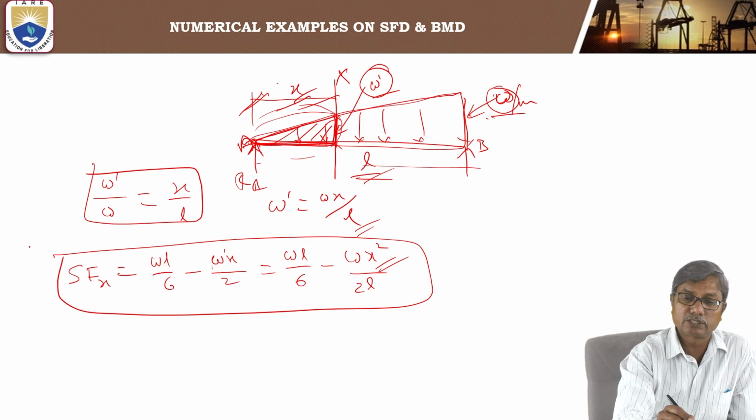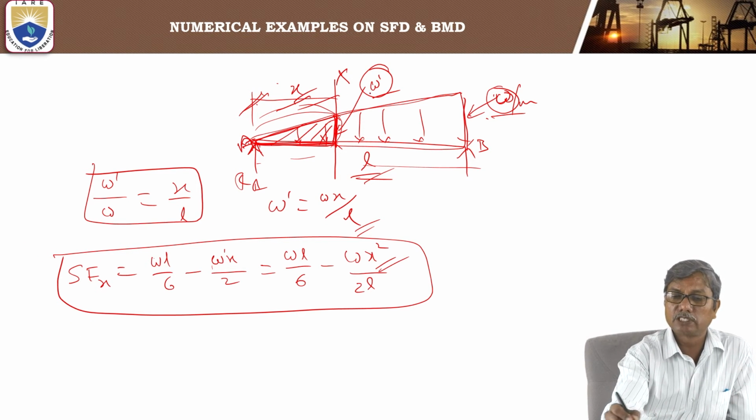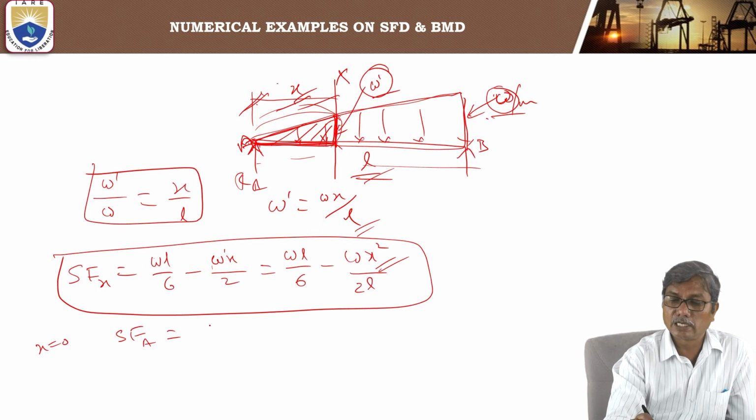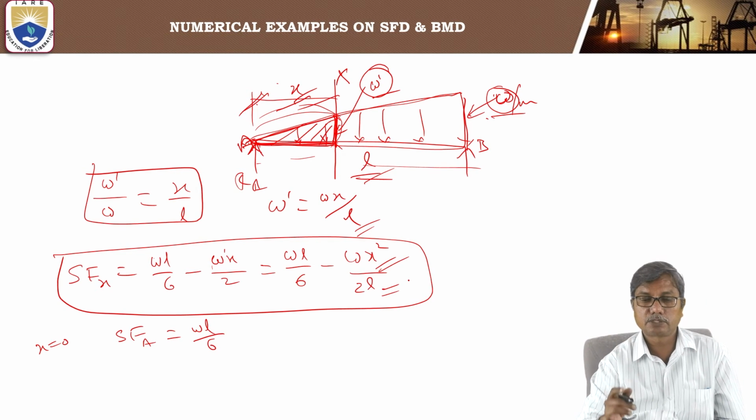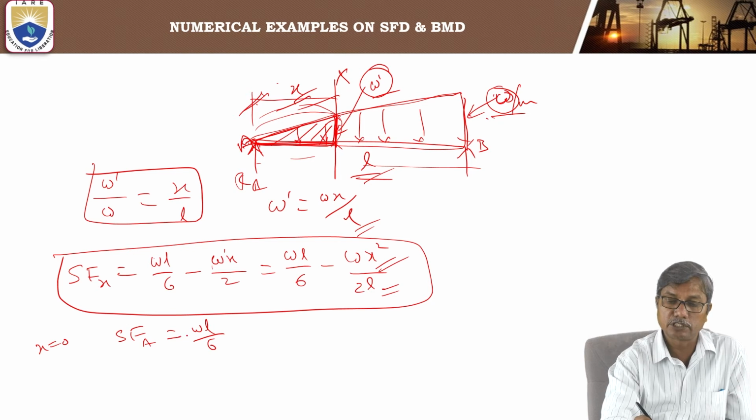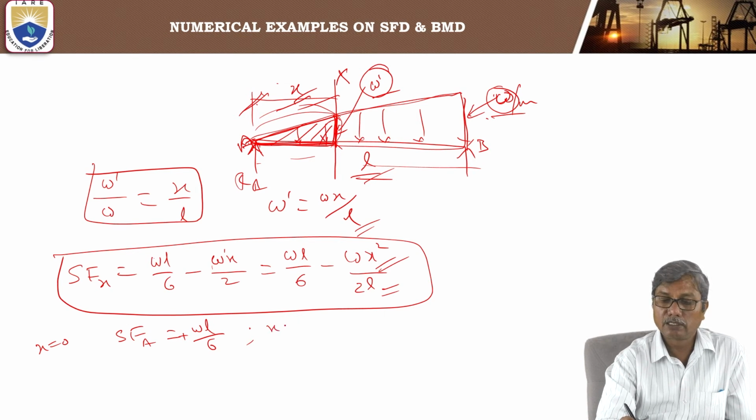Now, what are the limits for x? x varies from 0 to L. At x equal to 0, you will get the shear force at A as WL by 6. This term becomes 0. Shear force at A is WL by 6. This is positive shear force. Left side upwards is positive. And at x equal to L, what is the shear force at B?